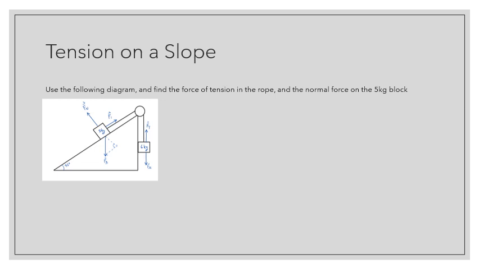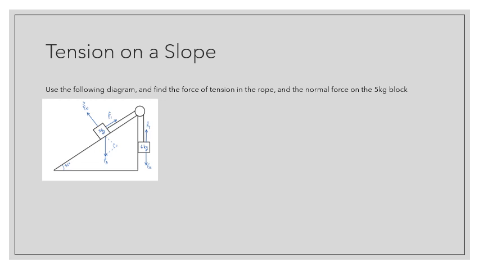So in this diagram, we have all the forces that are acting on all the boxes. Since there's no friction, it's a frictionless scenario. There are forces on the 5 kilogram box. There's a force of gravity acting downwards, which can be broken up into its components. There's a force of tension from the rope, and there's the force normal.